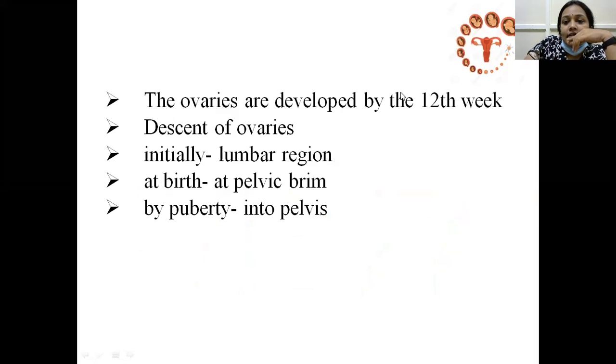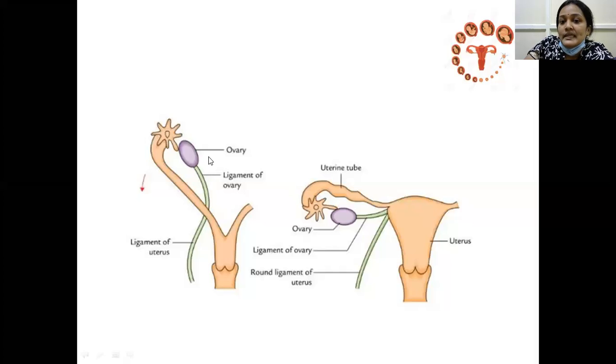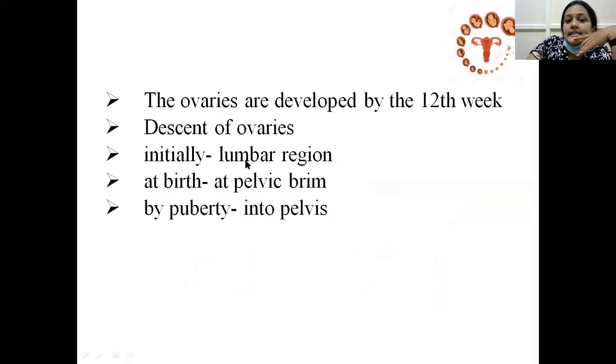So the ovaries are developed from the 6th week till the 12th week. As I told you, there will be descent of the ovaries. Initially they develop in the lumbar region, and at birth they are present at the pelvic brim. Even after birth, from birth to puberty, there will be migration of these ovaries from the lumbar region to the pelvic region and into the pelvis.